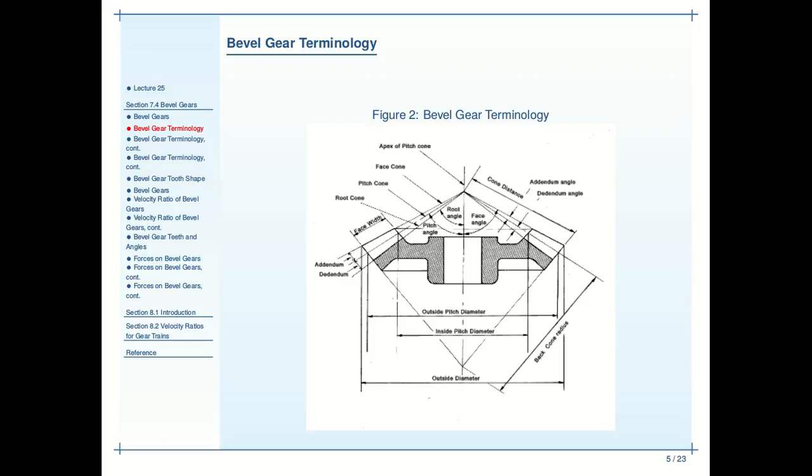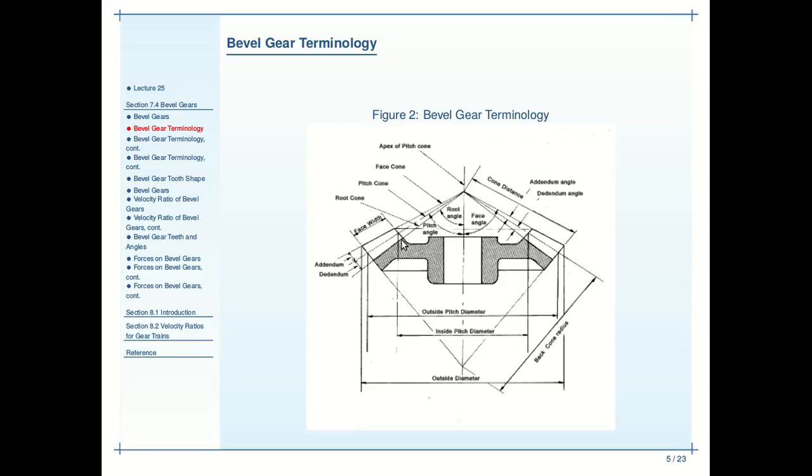There's some other things that we need to know about this. One is the cone distance. So the cone distance is the slant height of the pitch cone from this apex out to the furthest point on the gear tooth. There are two additional cones that we look at here. The face cone is the cone that runs through the tip of these teeth. So it generates the outer cone of this bevel gear. The root cone runs through the bottom of the teeth.